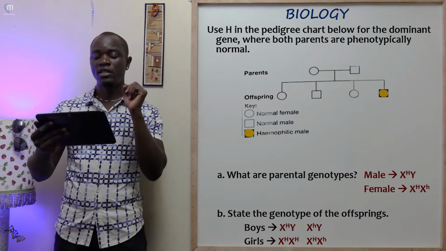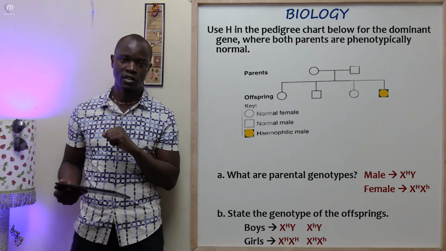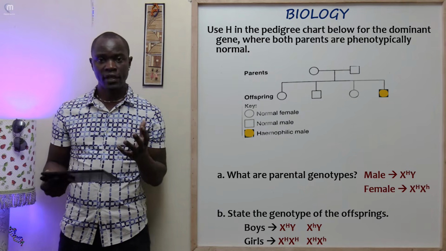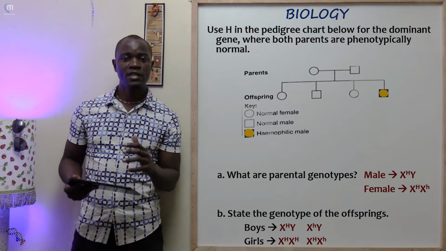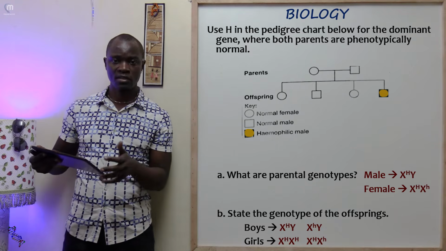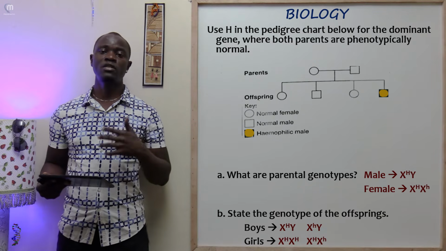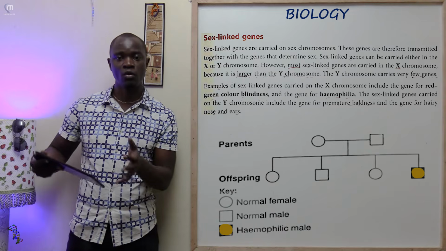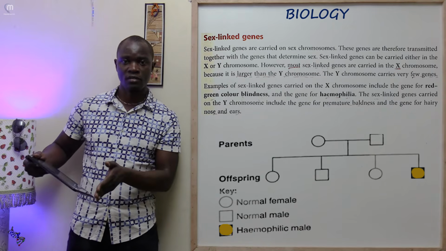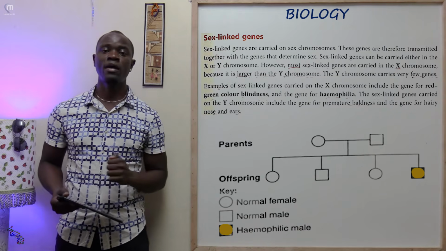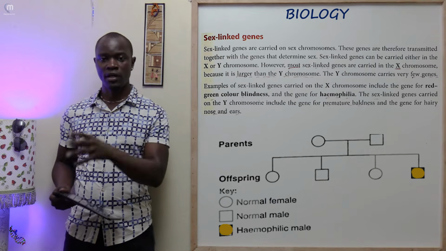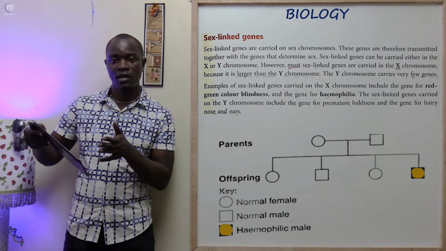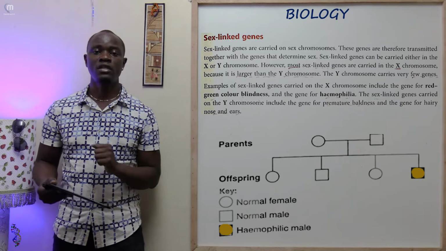I've been asked to use H in the pedigree chart. The condition we're being told about is hemophilia. Hemophilia is a sex-linked gene. A sex-linked gene simply means a gene with a characteristic or a trait which is transmitted together with the sex genes. Remember, we have two sex genes, the X and the Y. The male is XY, while the female is XX.